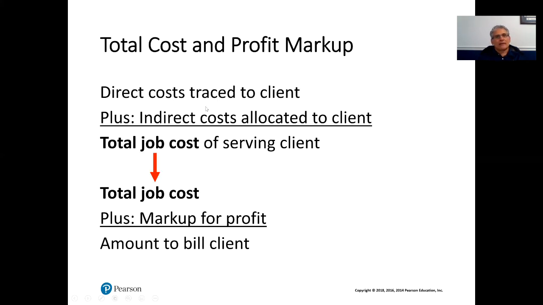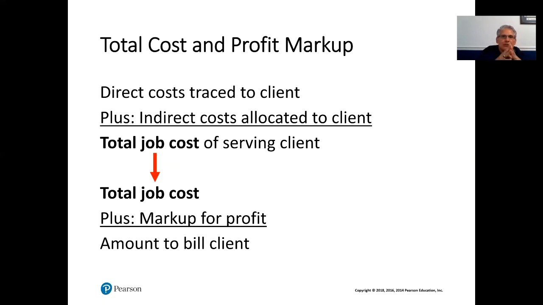Now, once we have the direct costs and we add the indirect costs, which were allocated, we come up with our total cost for serving the client. We're going to add our markup, and that's the amount that's billed to the client. I wish it were that clean and that easy, but the reality is we're going to track this and trace this, but we're going to really do it after the fact, because you can't just modify your bill based upon what your actual costs are.